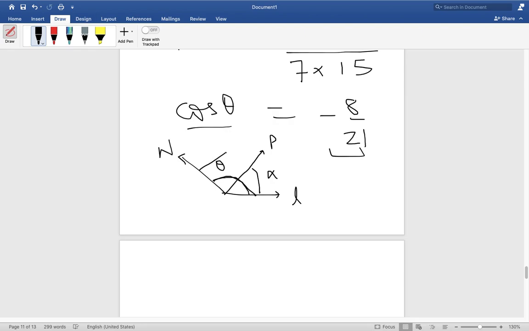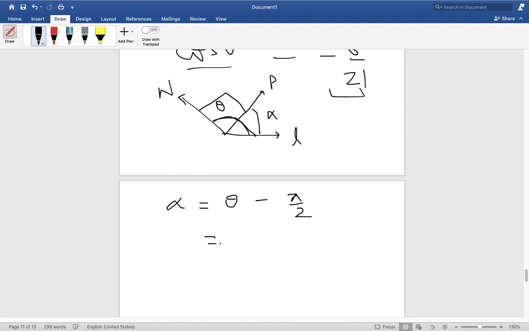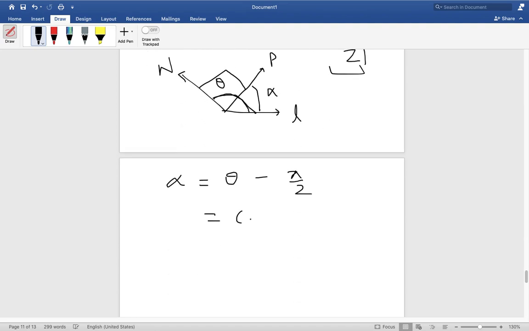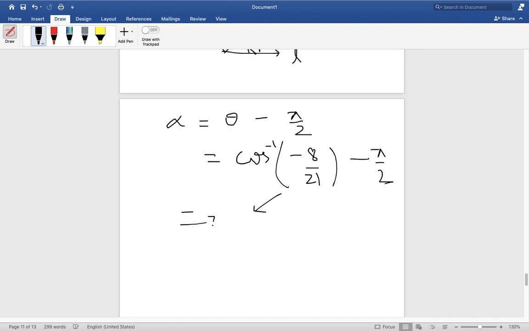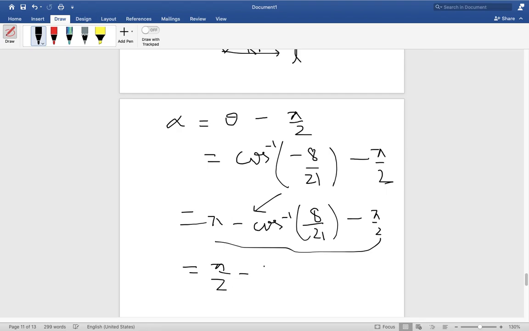Well, the angle between the normal and the plane is 90 degrees. This theta is given. So alpha is what? Theta minus pi by 2, or 90 degrees. Theta is given to us, which is cos inverse of minus 8 by 21, minus pi by 2. So I can write this as pi minus cos inverse of 8 by 21 minus pi by 2. Pi minus pi by 2 is pi by 2. Pi by 2 minus cos inverse of 8 by 21.